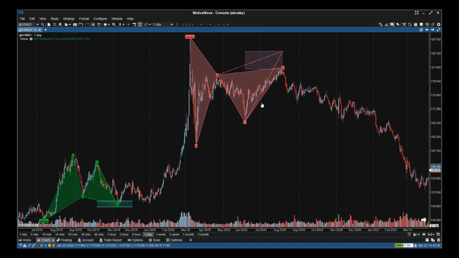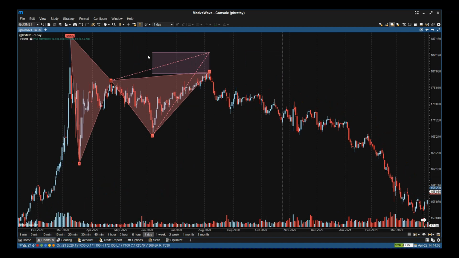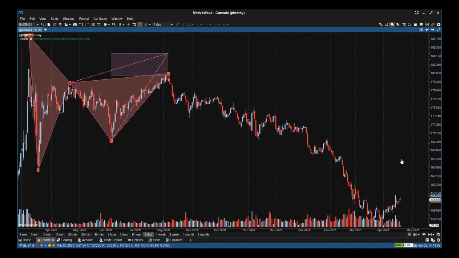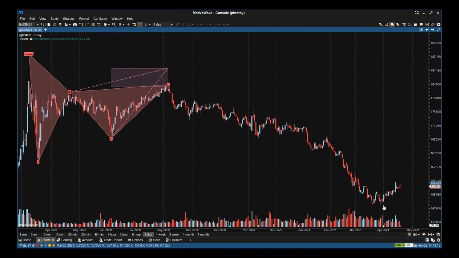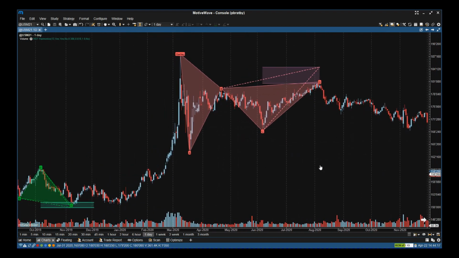Then we get this Gartley pattern complete in August 2020 in the automated completion zone. Let's zoom in a little bit there. The Gartley pattern completes in the automated completion zone, and since then it's been downhill all the way, and it's just found a bit of support there at 153.040. So that's the bonds example there.